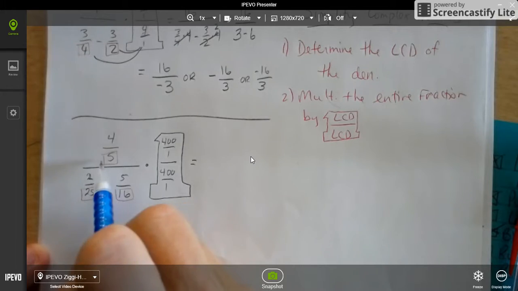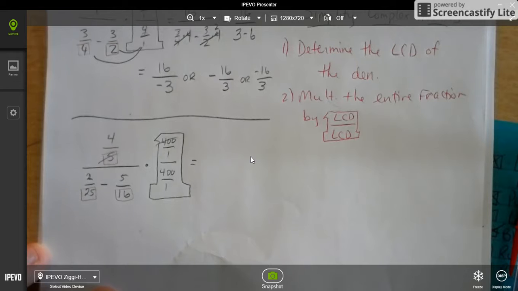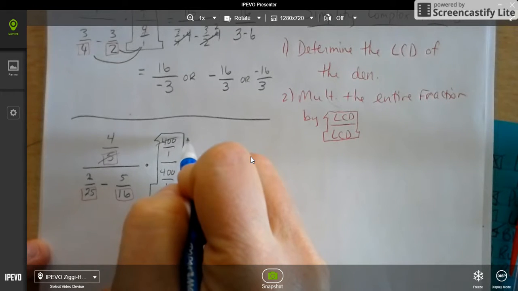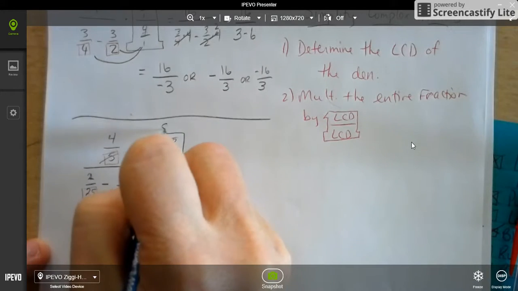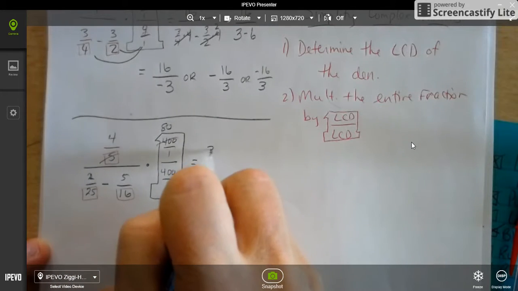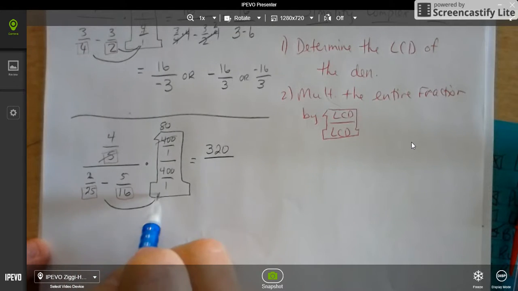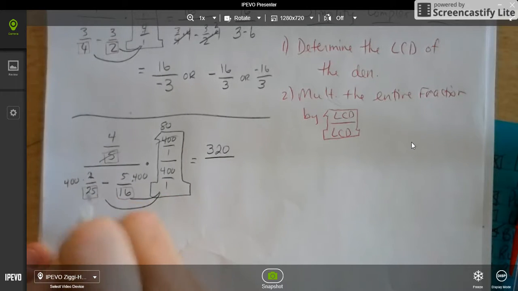All right, on the top, the 5 takes the 400 down to a what? 400 divided by 5 is? 80. It's going to be 80. So I'm going to take 4 times 80, which is 320, over, and now I've got to multiply 400 times both of those. So I'm going to write it beside those to help a little bit. 400 has how many quarters in it? 4.